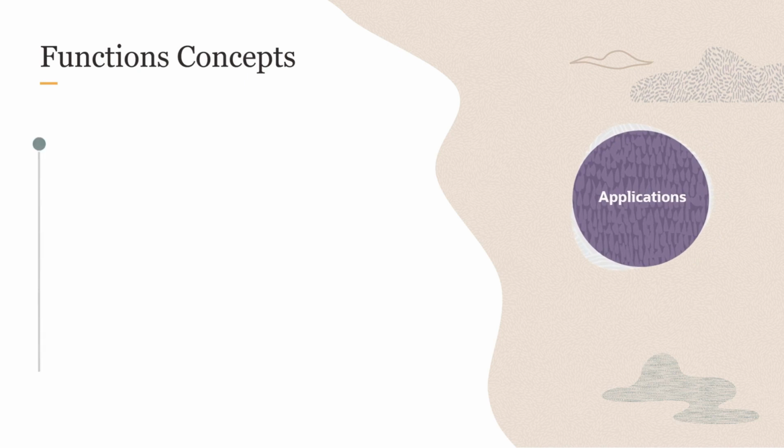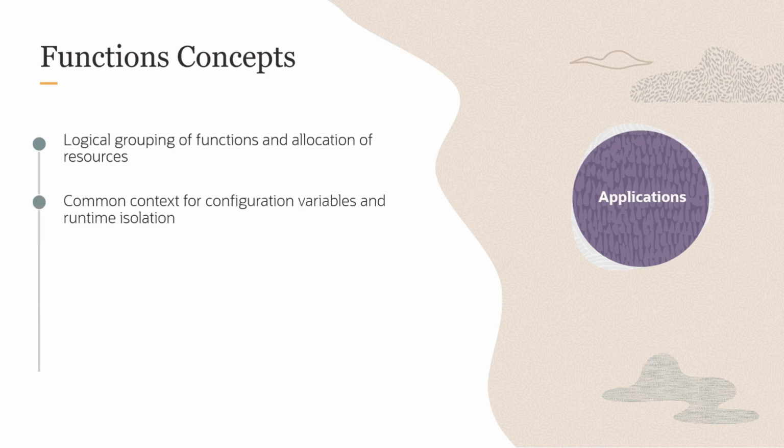Let's delve into the concept of applications within OCI functions. An application in OCI functions serves multiple critical purposes. Firstly, it acts as a logical grouping of functions, allowing you to allocate and configure resources for all functions within the application. Additionally, it provides a common context to store configuration variables accessible to all functions in the application and ensures runtime isolation of these functions.